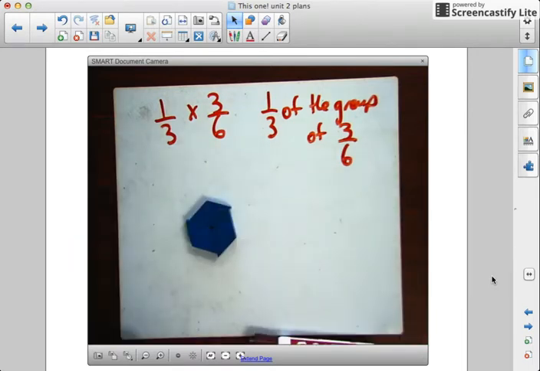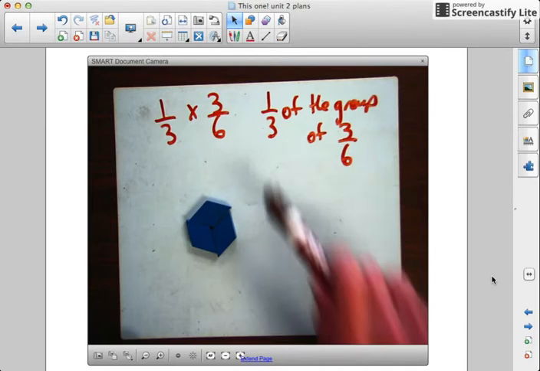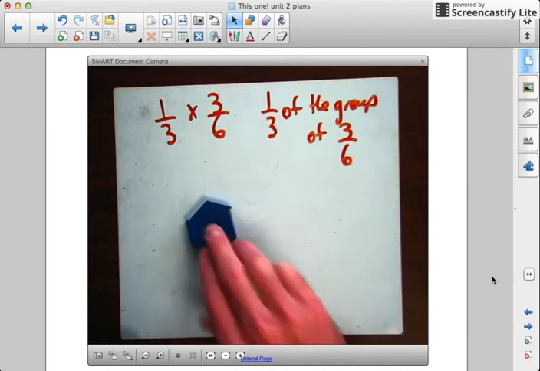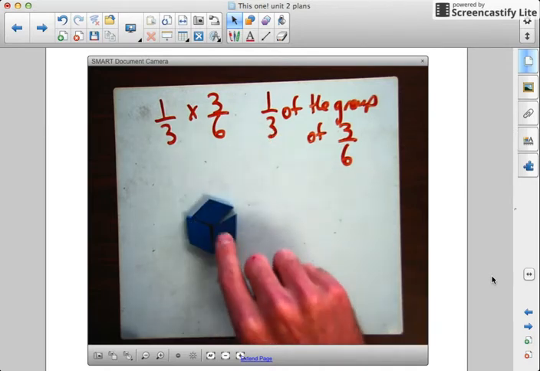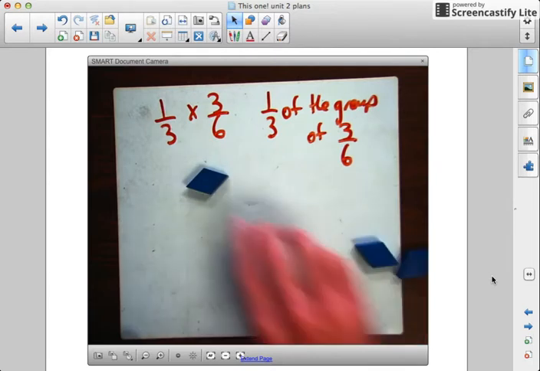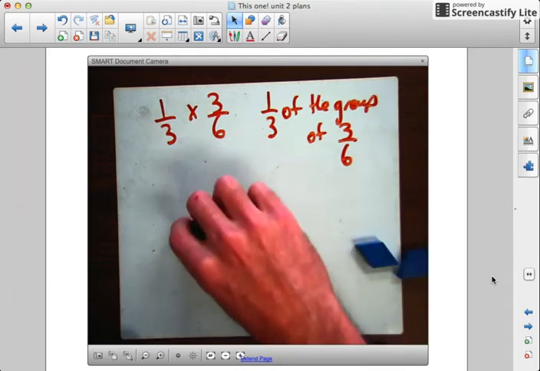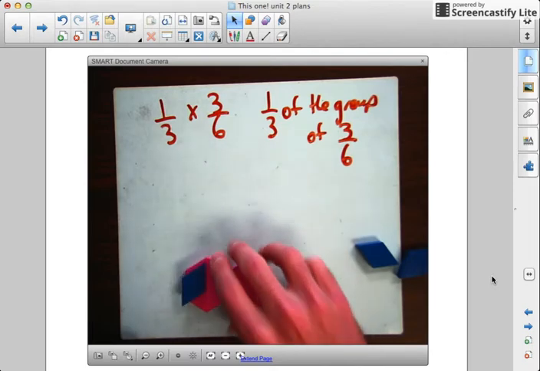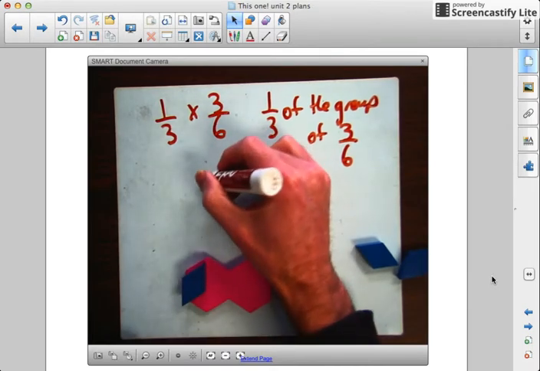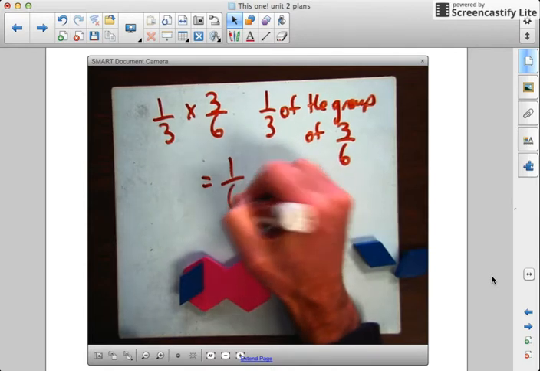So I have 3/6, and what the question says is I want 1/3 of those. So of this group of 3, I only want 1 of them. So this is what I actually have. My answer, though, compares to the whole again. So what I end up getting actually is 1/6 of the whole.